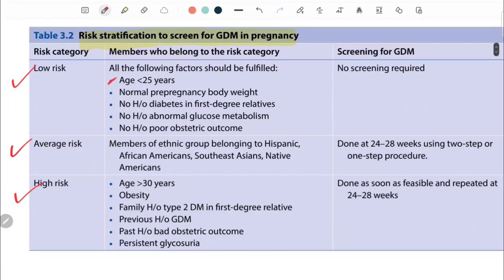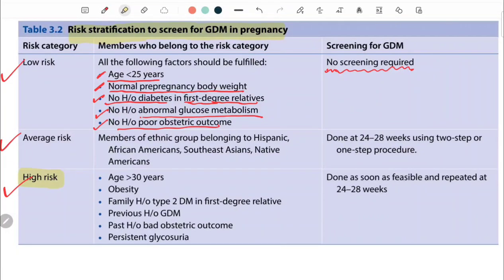First, age less than 25 years. A normal pre-pregnancy body weight. No history of diabetes in first degree relatives. No history of abnormal glucose metabolism and no history of poor obstetric outcome. Next, the average group is just the members belonging to various ethnic groups, and screening is usually done around 24 to 28 weeks.